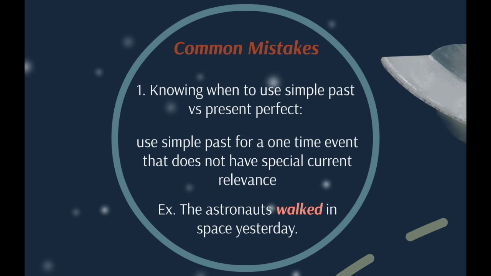It can be easy to make mistakes when using the present perfect tense. It's important to remember that we use the simple past tense for a one-time event that does not have special current relevance. An example of that is, the astronauts walked in space yesterday.